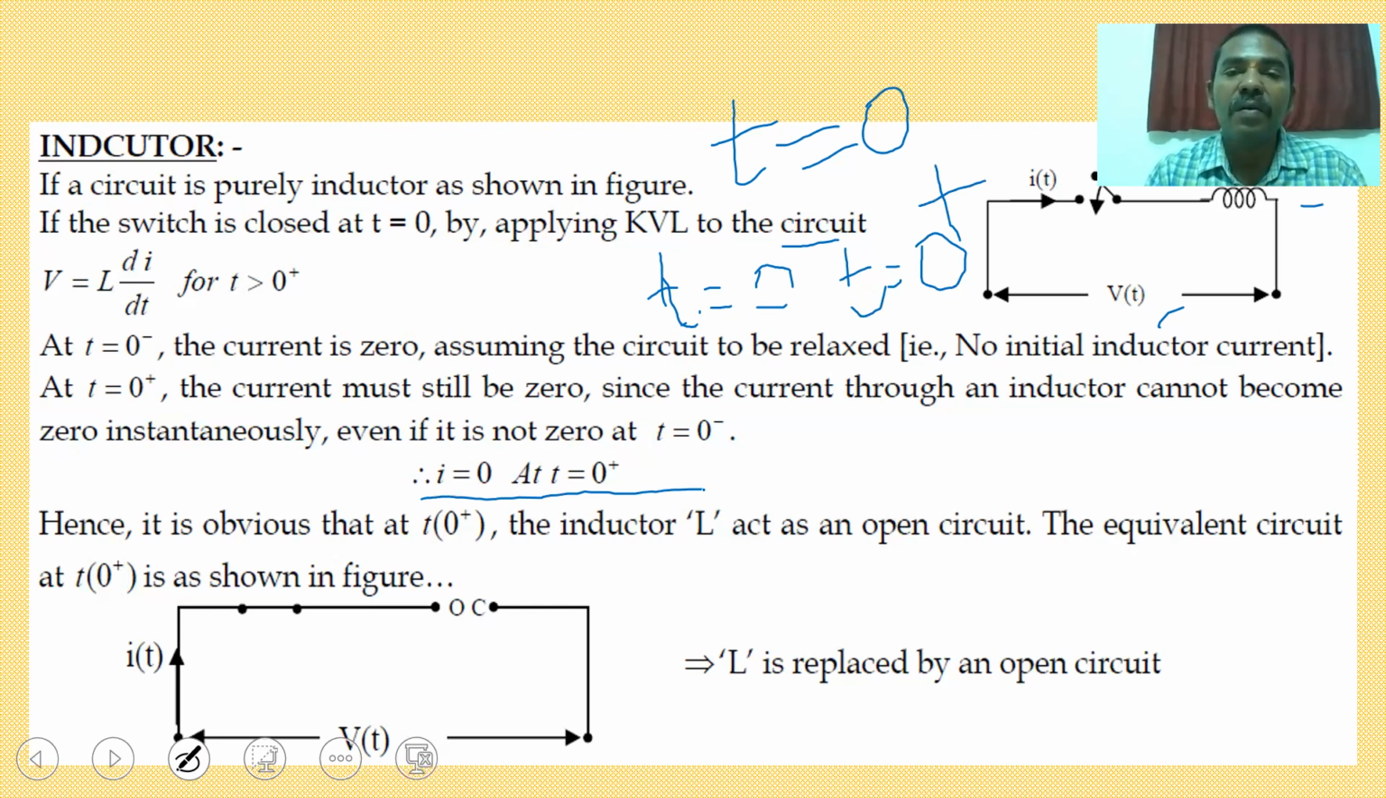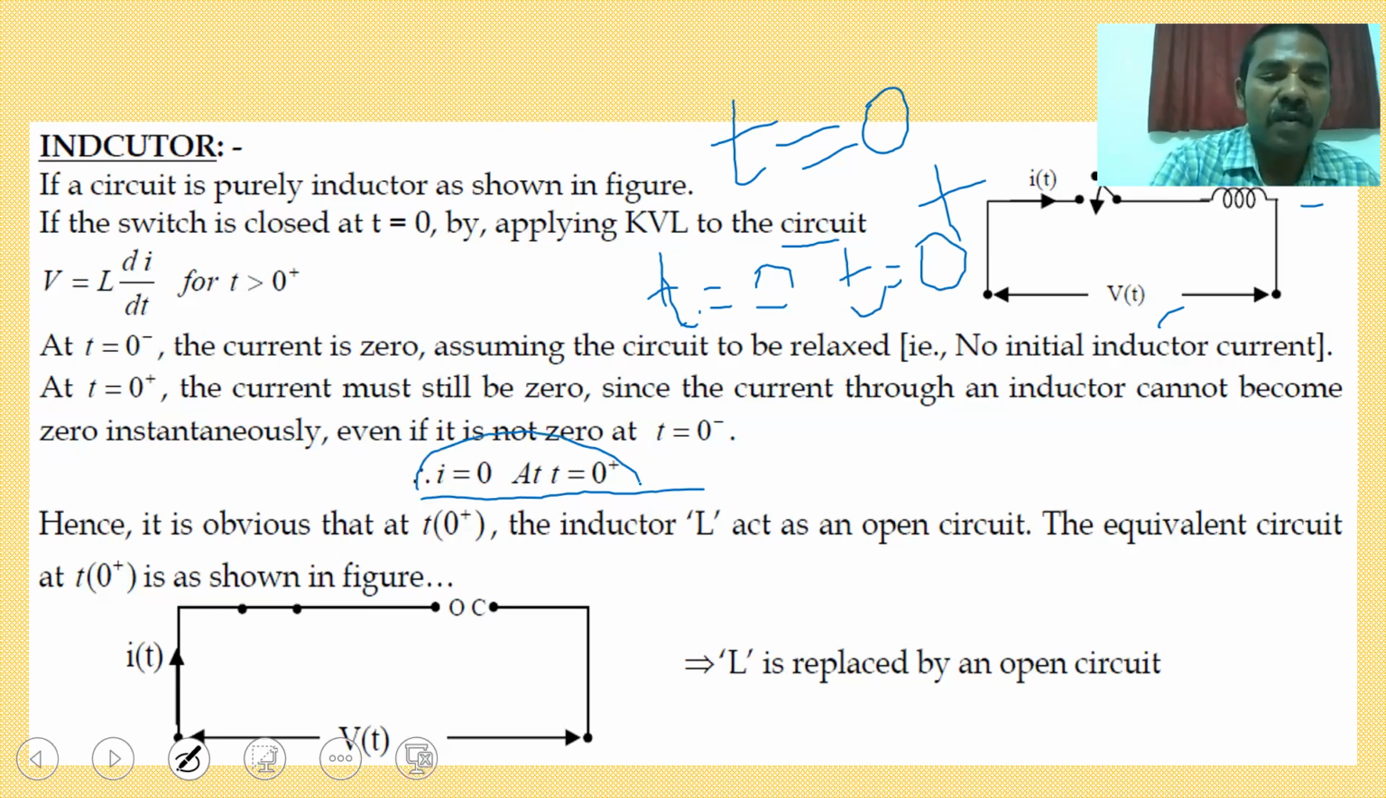At t equals 0 plus, the inductor never takes instantaneous currents. So after closing the switch, immediately the current i(t) will flow to the inductor, and the inductor never takes the instantaneous currents. It is not taking the instantaneous currents means no current will flow in the circuit. So under that condition also you get i(0+) is 0 amperes only.